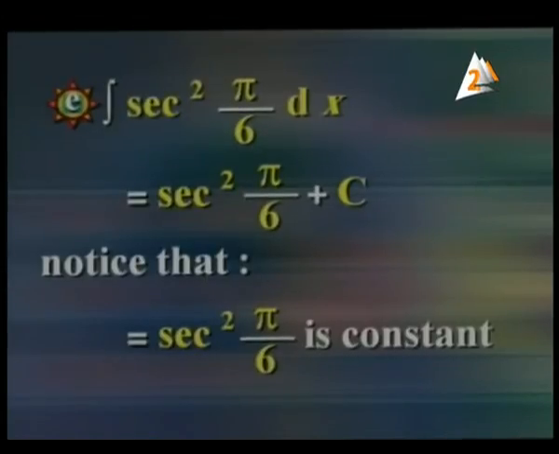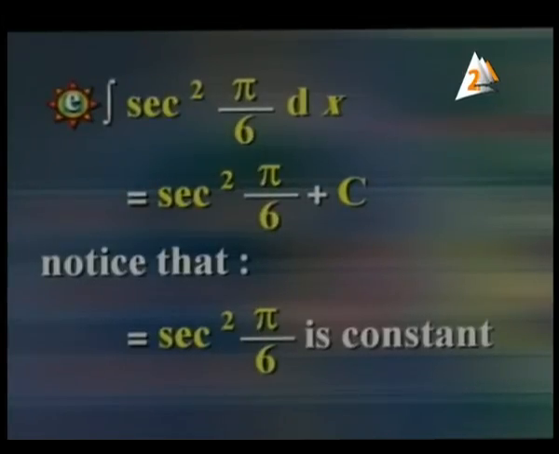a student may say the integration of sec squared is tan x, but look at pi over 6. Pi over 6 is constant. Why? Because pi, 180 divided by 6, is 30. Then sec squared of that is constant. dx is the same constant plus c. Why? Because sec squared pi over 6 is constant.